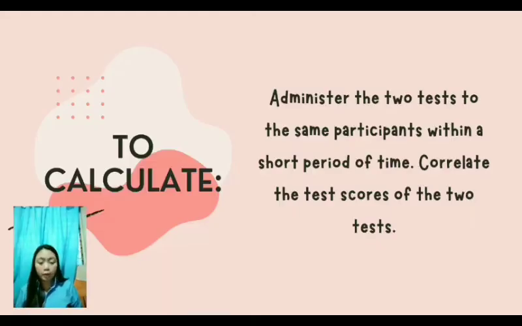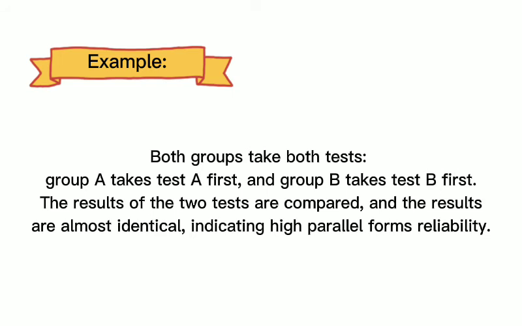To calculate the parallel forms reliability, we have to administer the two tests to the same participants within a short period of time, and correlate the test scores of the two tests. An example of parallel forms reliability is that both groups take both tests. Group A takes test A first, and Group B takes test B first. The results of the two tests are compared, and if the results are almost identical, this indicates high parallel forms reliability.